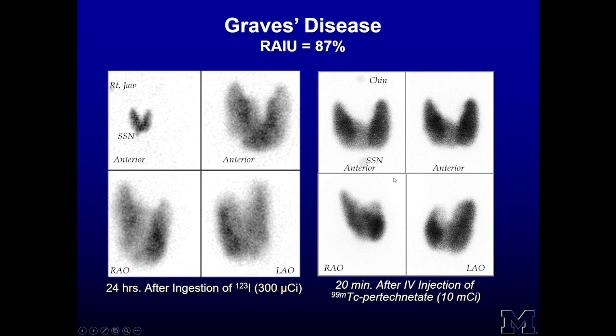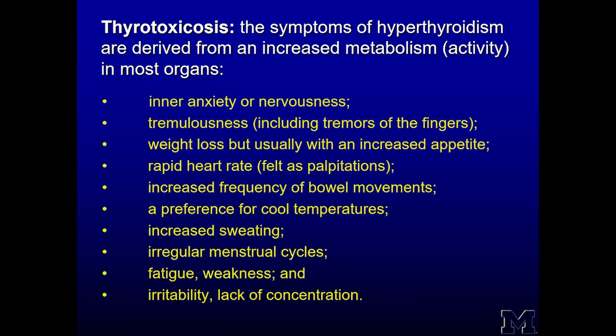And this is a comparison with a technetium pertechnetate scan obtained in the same patient after intravenous injection of technetium pertechnetate. As you see, the images appear very similar, homogeneous distribution of radiotracer throughout an enlarged thyroid gland.